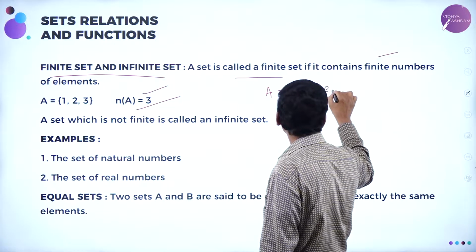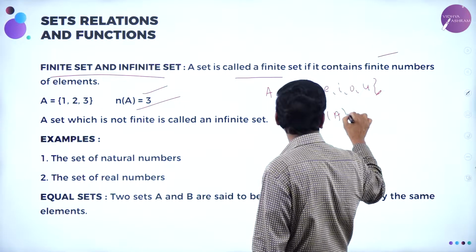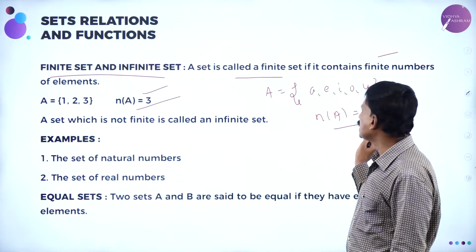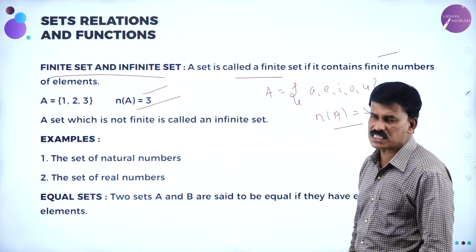For example, {A, E, I, O, U}. How many elements are there here? This contains 5 elements. Therefore, the number of elements in this set is 5. Therefore, this is a definite set, that is called a finite set.